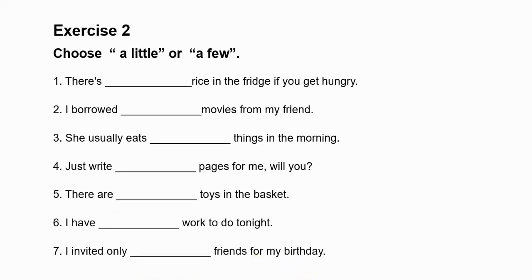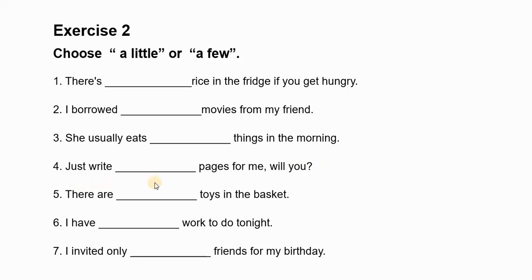Exercise number 2. So it's the same. Choose a little or a few to fill in the space for the sentence to complete. There's blank rice in the fridge if you get hungry. I borrowed blank movies from my friend. She usually eats blank things in the morning.